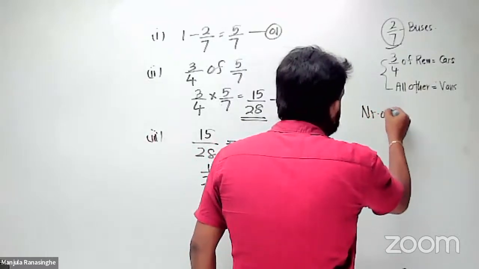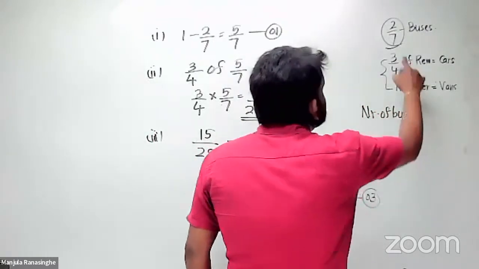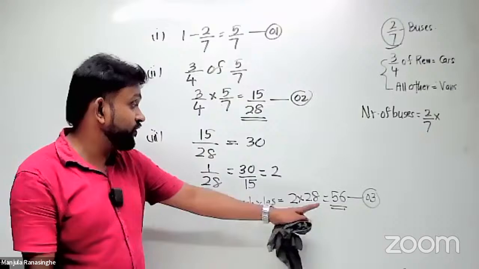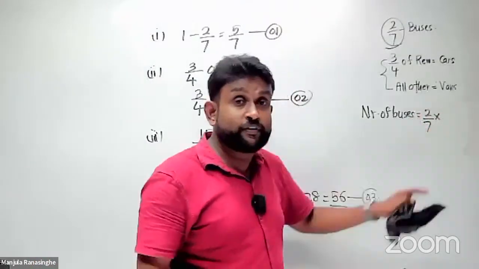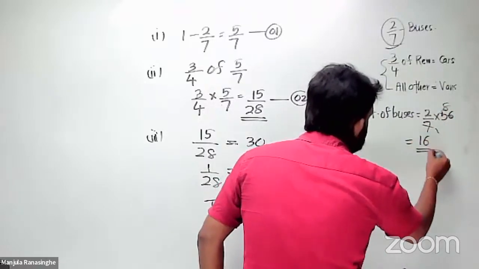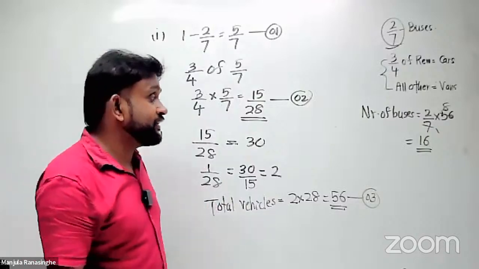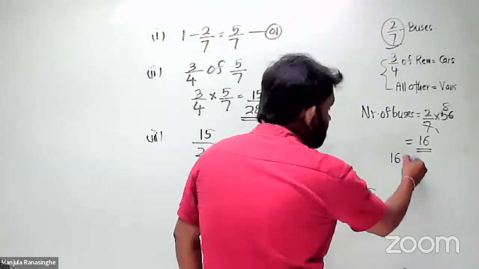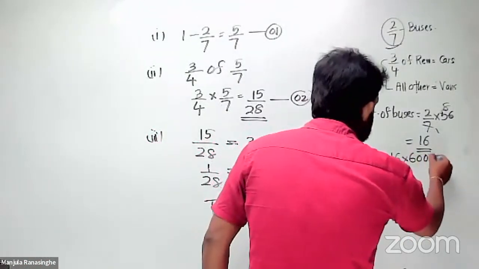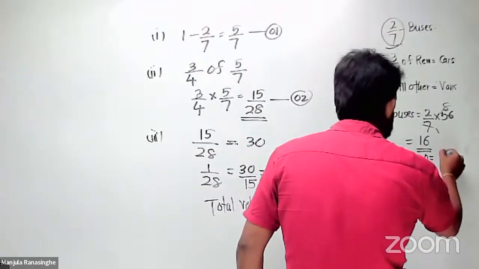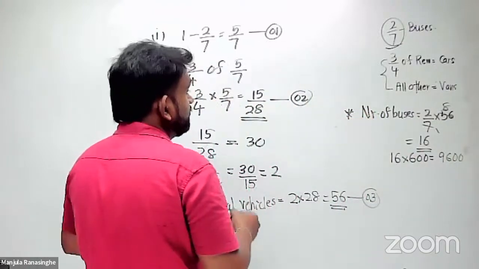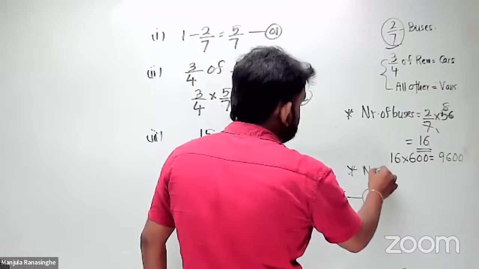Number of buses, how to find number of buses? Here 2/7 is the number of buses of the total vehicles. What is the total vehicles? Now we find 56. 2/7 of 56. How many buses are there? 7 1 7, 8, that gives you 16 buses. Okay, then charges from the buses, you can take 16 into bus charge 600. 16 into 600, that gives you 9,600 rupees. First one.